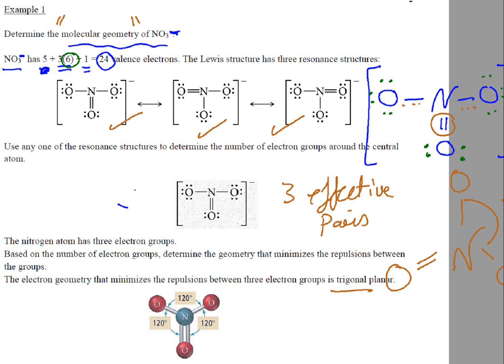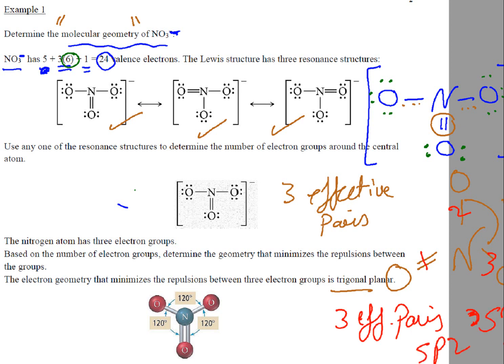Type of hybridization, again, what will be the type of hybridization here? Okay, you need to count only the effective pairs and remember that the double bond is counted as 1. So 1, 2, 3 effective pairs. If I have 3 effective pairs, the type of hybridization will be sp2.